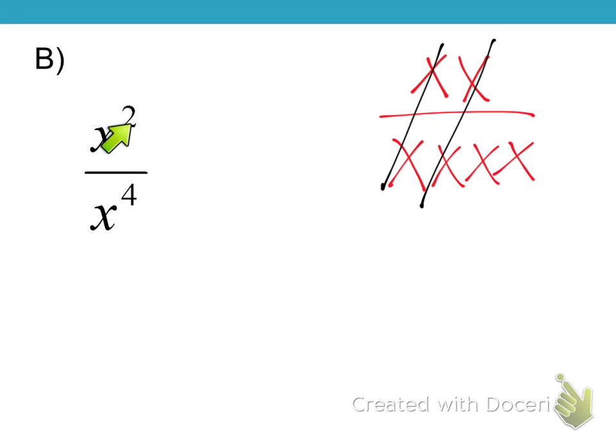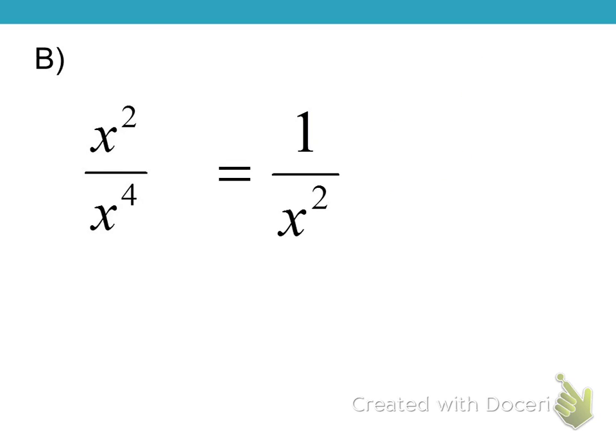Just subtract these. 4 minus 2 is 2. You had more in the bottom. Your answer needs to stay in the bottom. And then you just need a placeholder in the top. We use the 1 as the placeholder. Any questions?